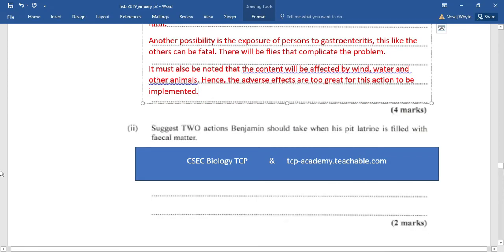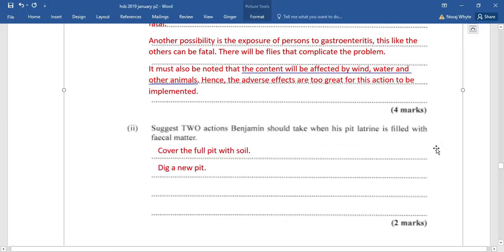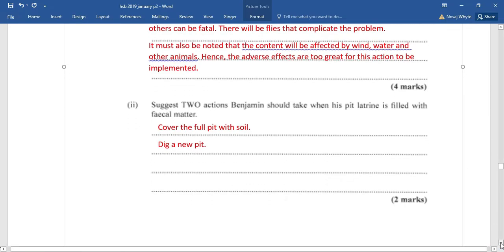Alright, so just 2 actions Benjamin should take when his pit latrine is filled with fecal matter. That's going to be easy. Cover it with soil and dig a new one. Alright, that's going to be the easy thing here. Cover the filled pit with soil and dig a new pit. Alright, it has done its time.